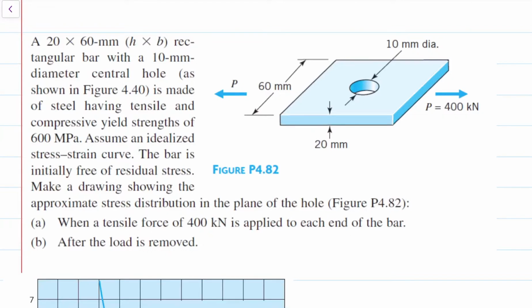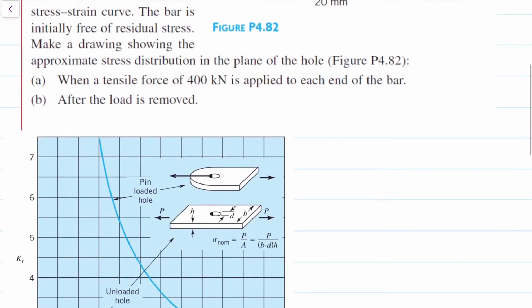So in this problem, we're going to draw out the stress distribution when we apply an axial load on the bar, and then determine what the stress distribution looks like with residual stresses if the load or the stress exceeds the yield strength. So the first thing we're going to do is make some assumptions.